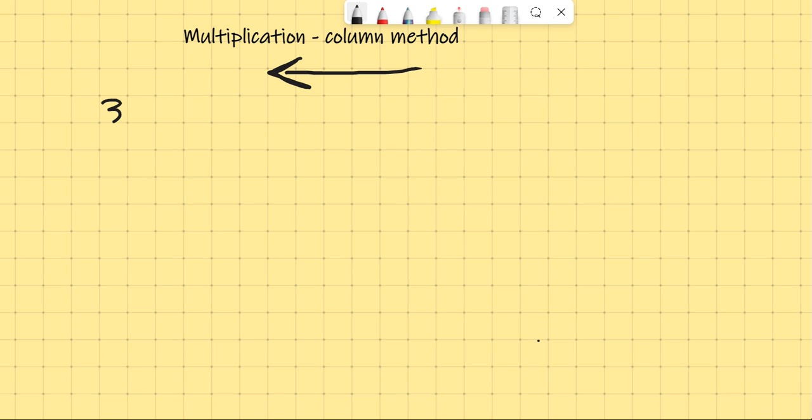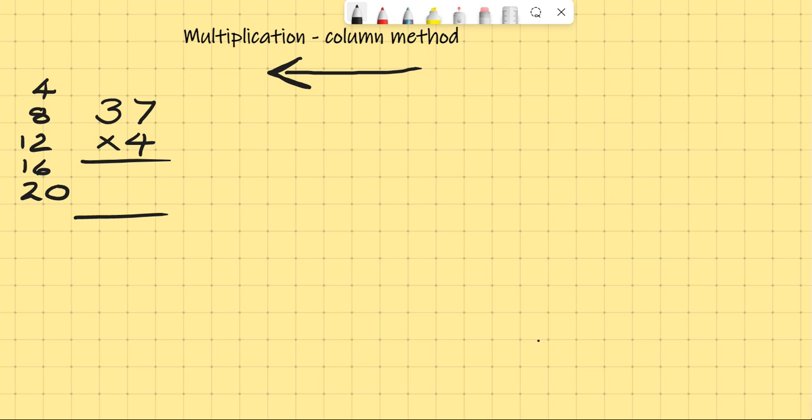Okay, let's start with 37 times by 4. Now you can write your times tables down the side if you want. It might be handy because it helps you get to know your times tables, and you will need to know them because you've got an exam coming up, and it'll save you time.